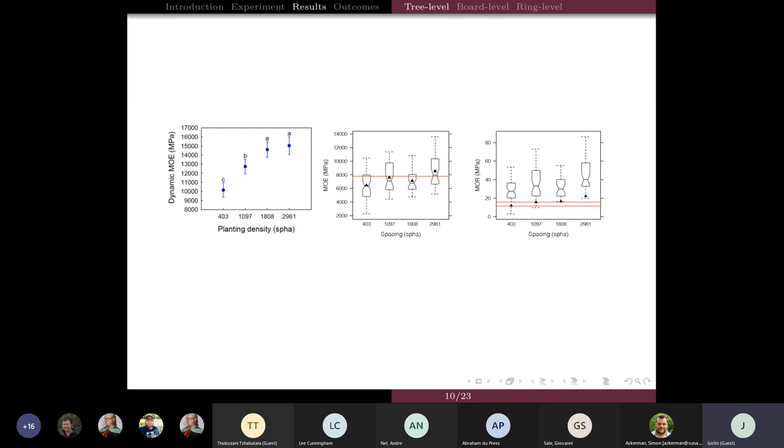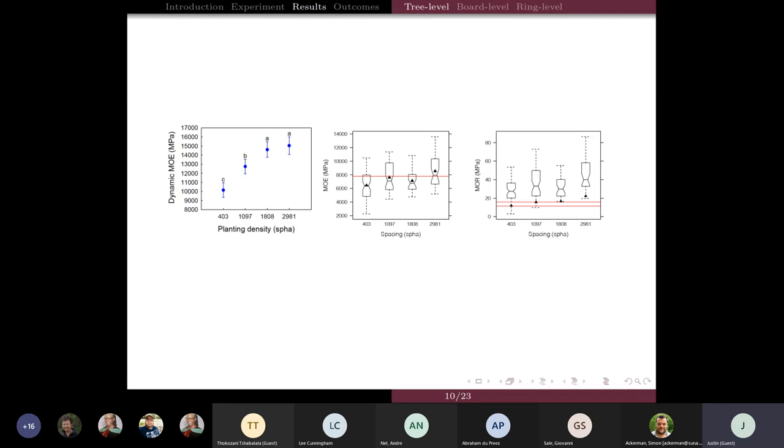the red line, I should say, was that which is required or stipulated in the building codes or in-grade testing codes. And the triangles over there are the mean values. So as we can see, the mean value for 4.03 was somewhat below the red line. And then the two in the middle was a bit borderline. And then only 2.981 stems per hectare had a mean value that was slightly higher than the 7,800 megapascals that was required. Then on your right, we have the bending strength.